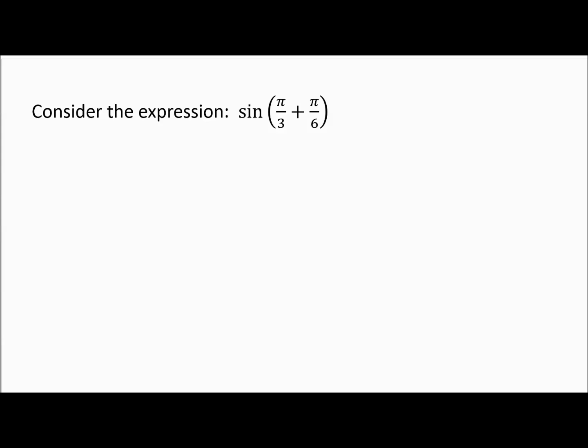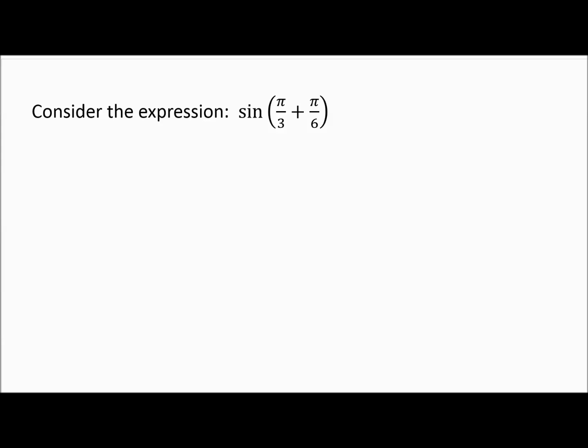In this section in trigonometry, we want to talk about the sum and difference formula. What I have here for you is an example of where you might use a sum or difference formula. Notice we're taking the sine of a sum, the sine of pi over 3 plus pi over 6.